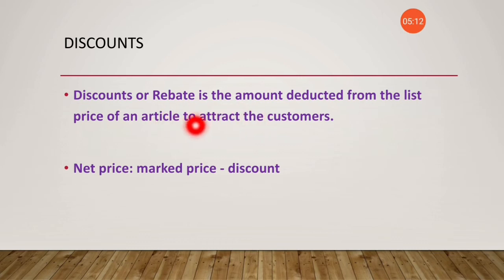A 1000 rupees item, and they are giving us a 10% discount, means that the item would be 900 rupees. So that type of discount is a lollipop for the customers, to attract the customers.